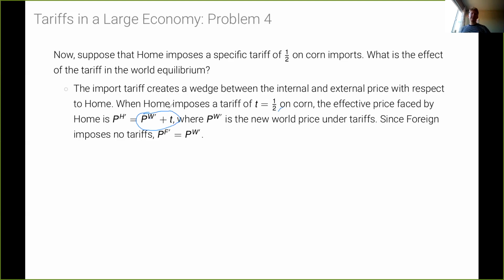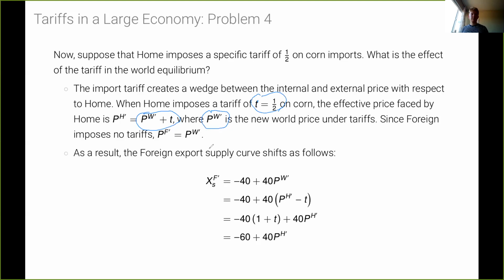And so all of this is the same as before. But what's new is that PW prime is going to be the new world price under tariffs. We're allowing that the fact that home has now imposed this tariff of 1/2 might change the world price. Foreign isn't imposing any tariffs, so the price that foreign effectively faces is going to be this new world price. And what's going to happen to foreign's export supply is it's going to shift.